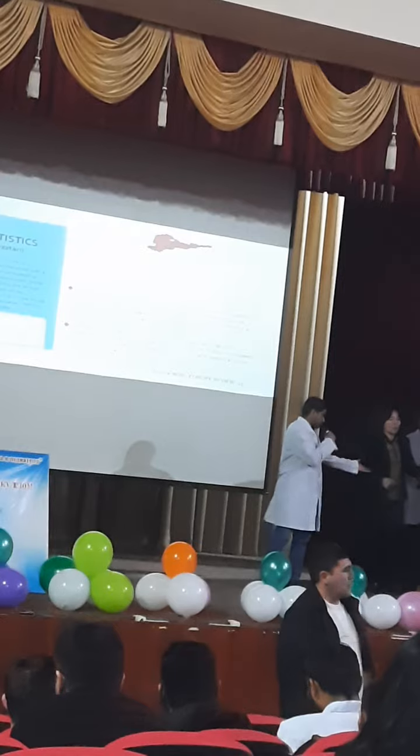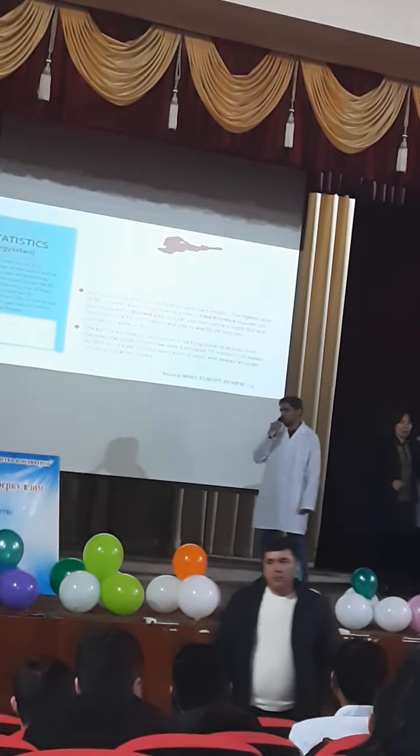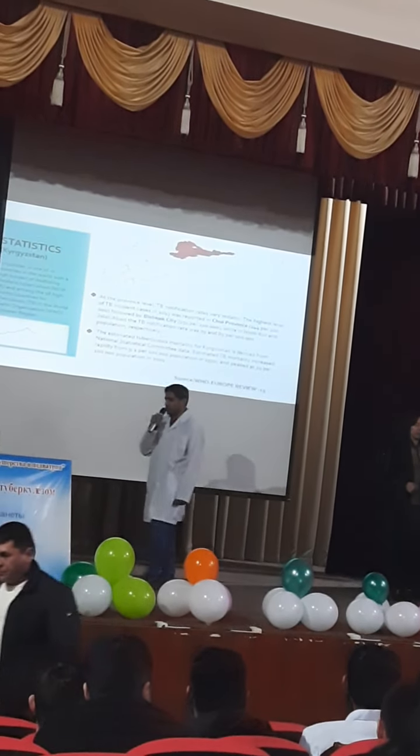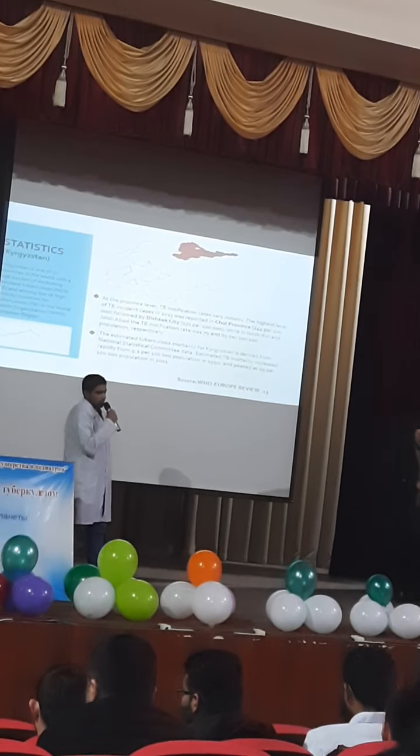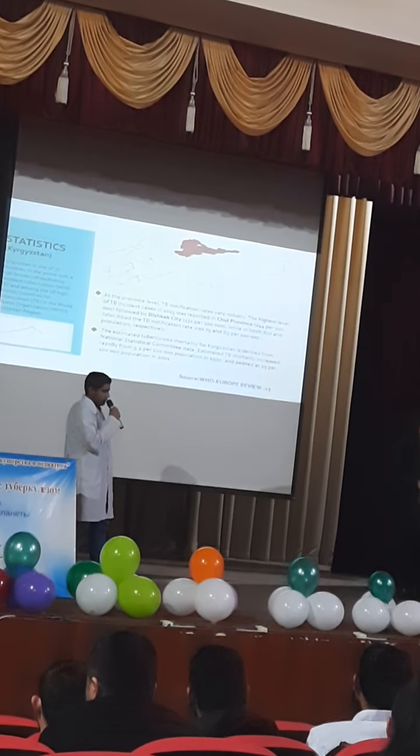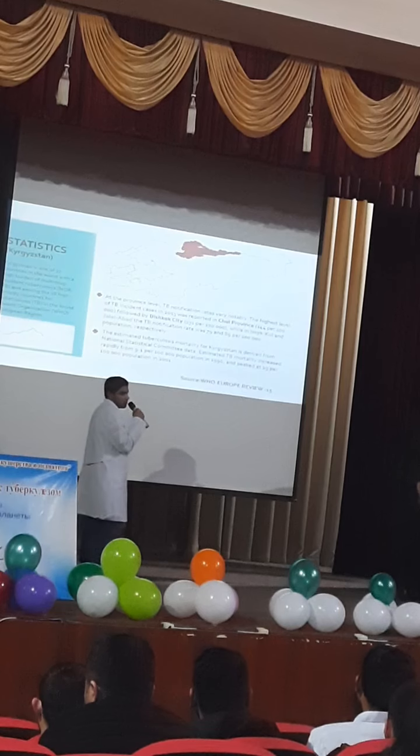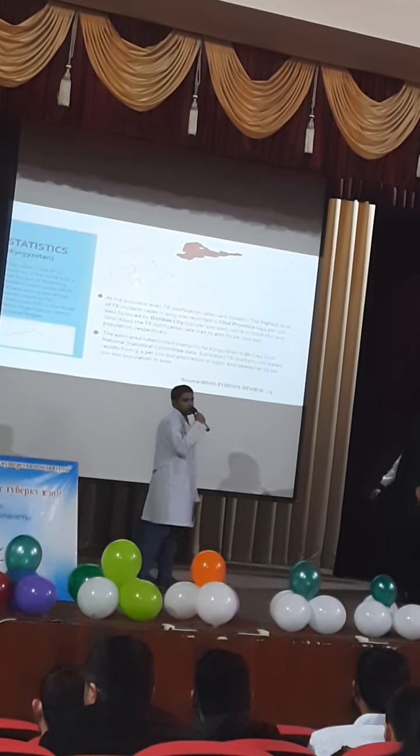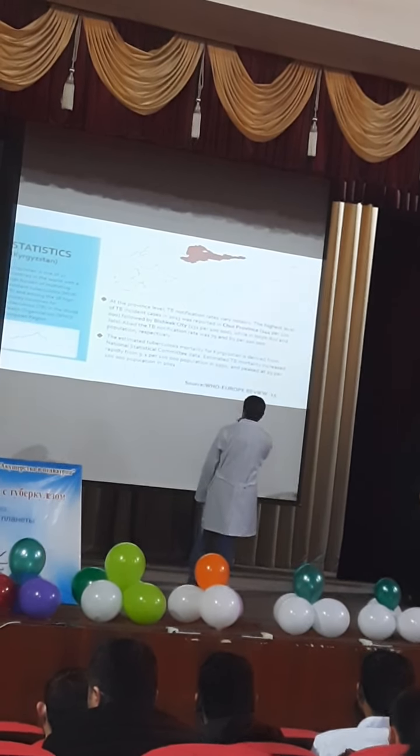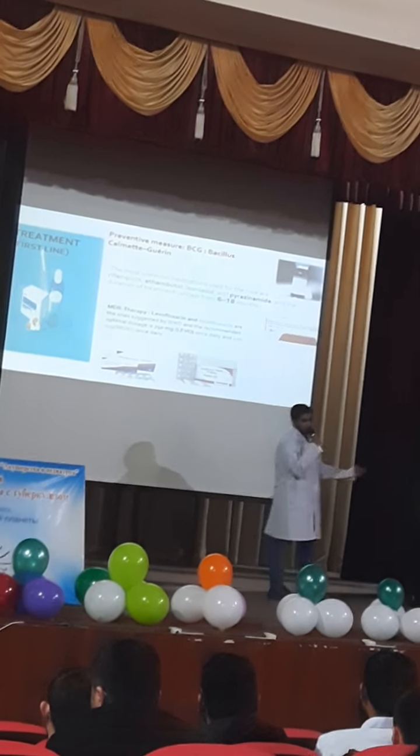And now we'll go to the statistics of Kyrgyzstan. Kyrgyzstan basically had a lot of cases. In the 2015 journal of WHO, about 141 people out of 100,000 were infected in Chui region, and that was the most affected region in this whole country. Then, last, I will go over the treatment.